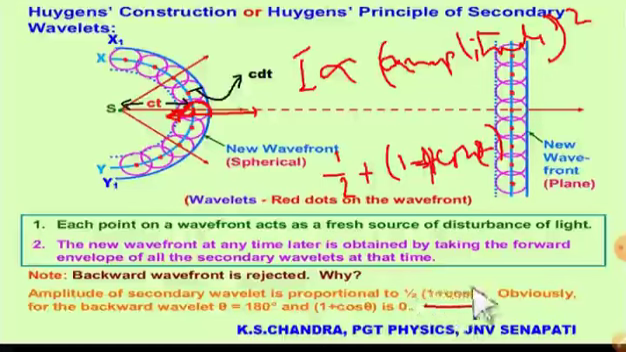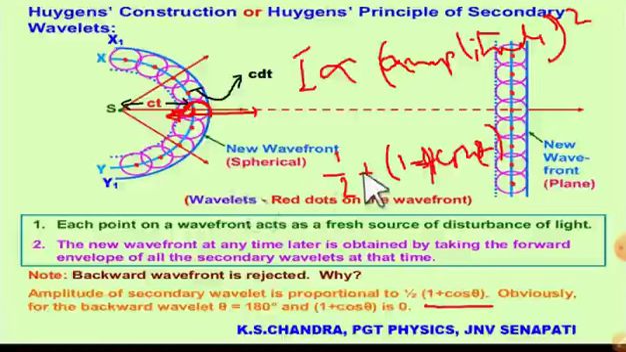So your amplitude will be 0 for all of the backward wavefronts. If your amplitude is 0, there will be no intensity. If intensity is equal to 0, it means there is no light in the backward directions. So your forward wavefront will only exist, and there will not be any backward wavefront. Got it? Yes, due to that, it will have only the forward wavefront.